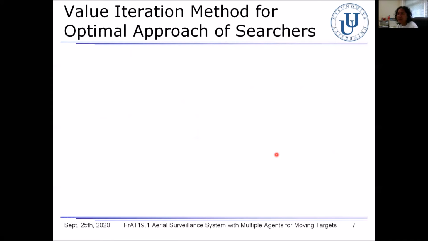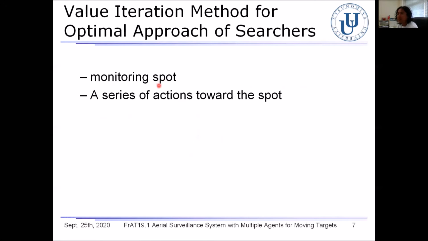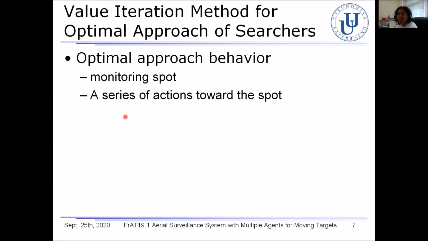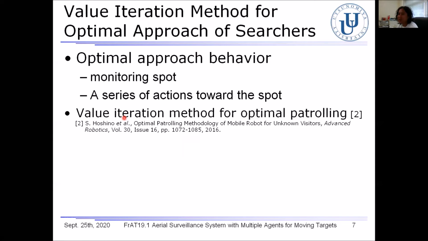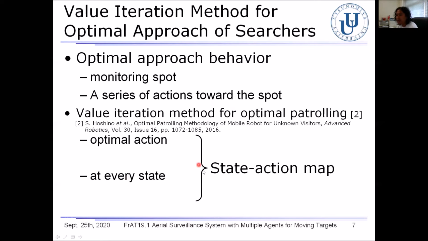In terms of surveillance, searchers are required to take into account not only a monitoring spot, but also a series of actions toward the spot. This is the optimal approach behavior of searchers in this presentation. So we have actually just proposed an optimal patrolling strategy for mobile robots. A value iteration method has been used for calculating an optimal action in every state. Okay, the output of this method was a so-called state action map.